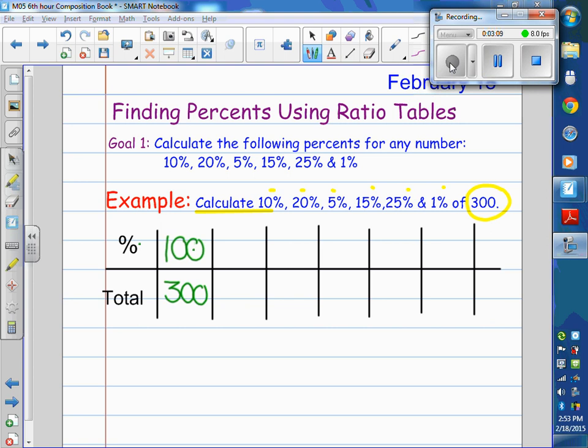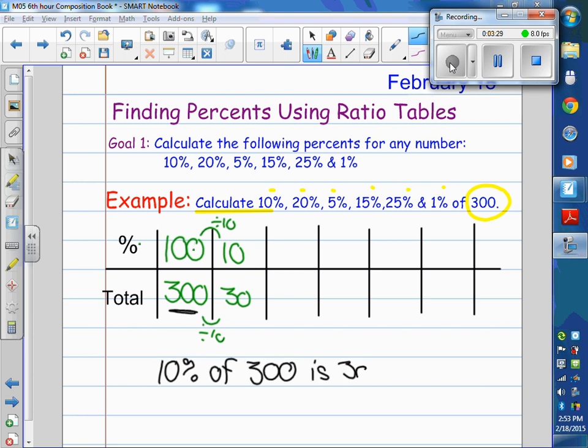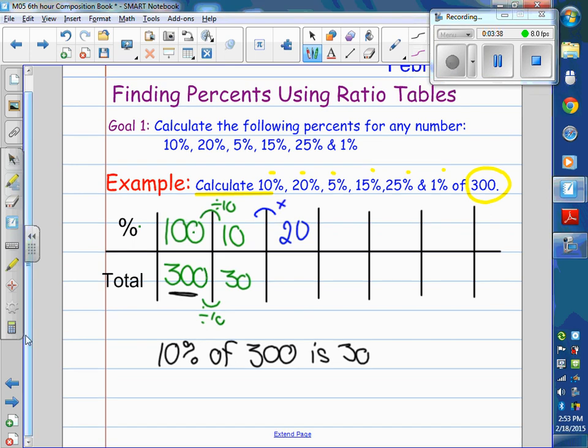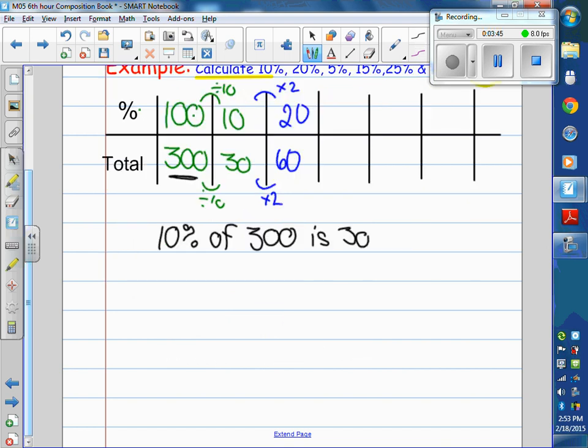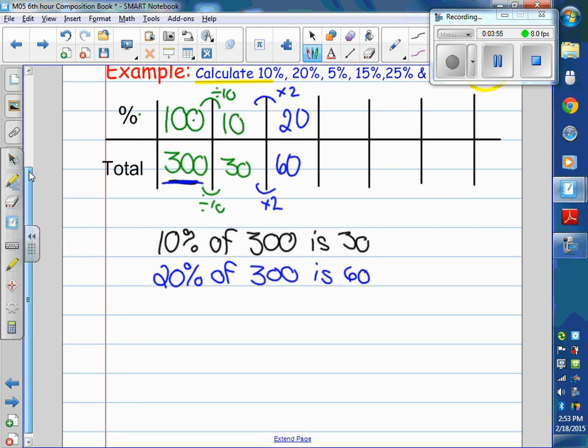If I want 10%, I'm going to divide by 10, because that would give me 10 and 30. So what I know is 10% of my total is 30. What if I wanted 20%? Then you multiply by 2. You double, right? So I now know that 20% of my total is 60.